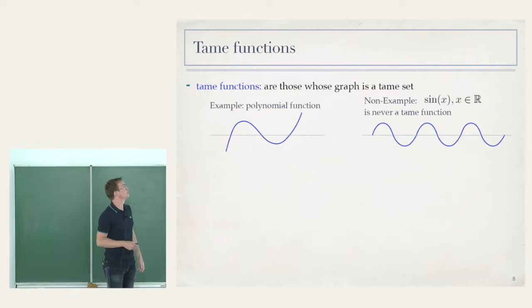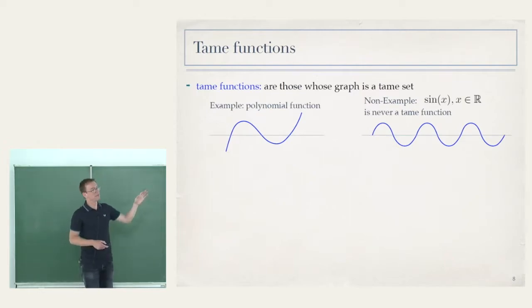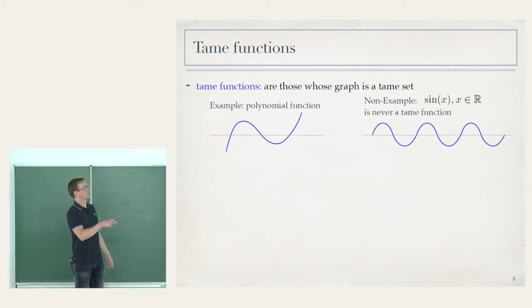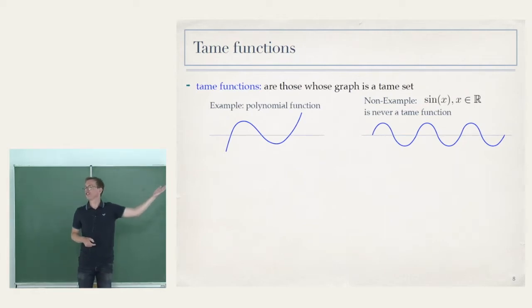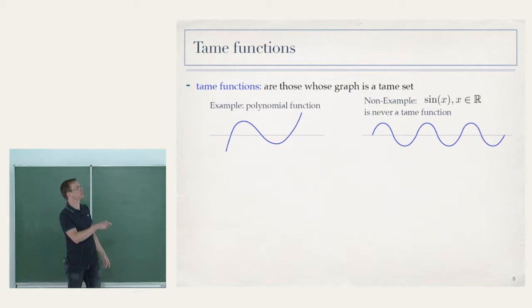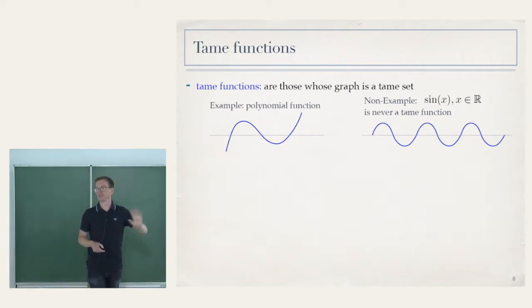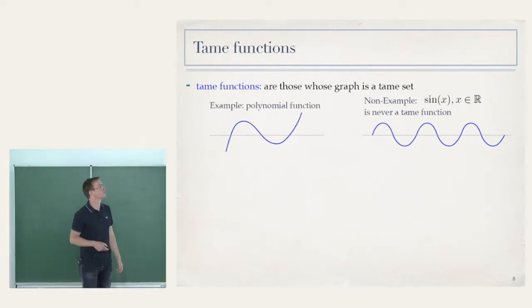Okay. So now I give you an example and a non-example. One of the examples is a polynomial function. So the graph of the function is just this. I take a simple polynomial, and this is by definition a tame set. And in fact, you also see that if you project it down to the real line, you get only finitely many points and intervals. So it's totally consistent within the structure.